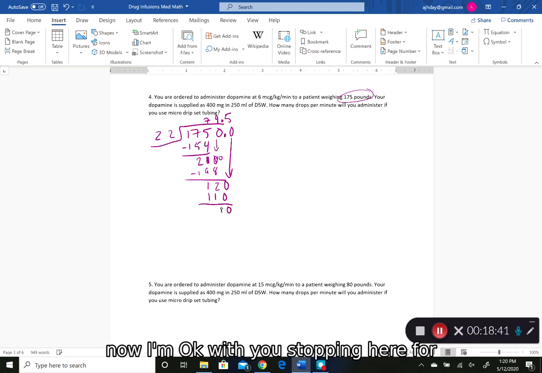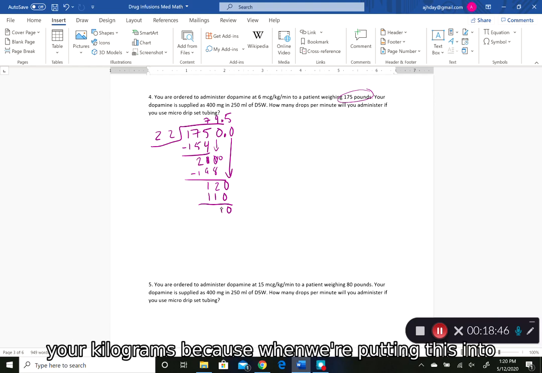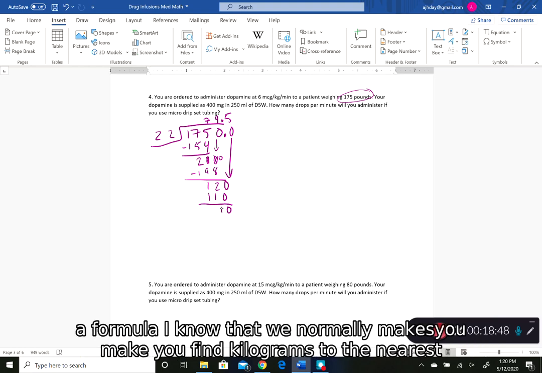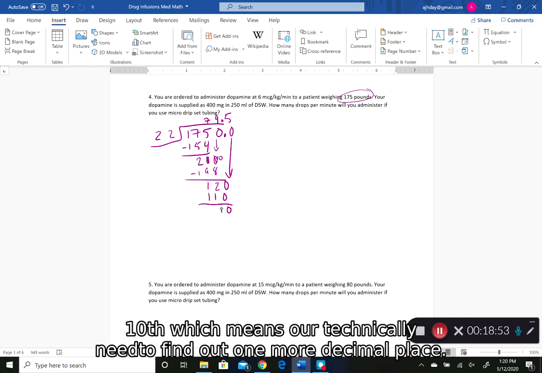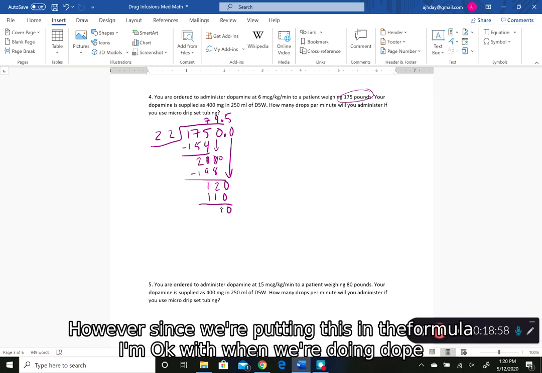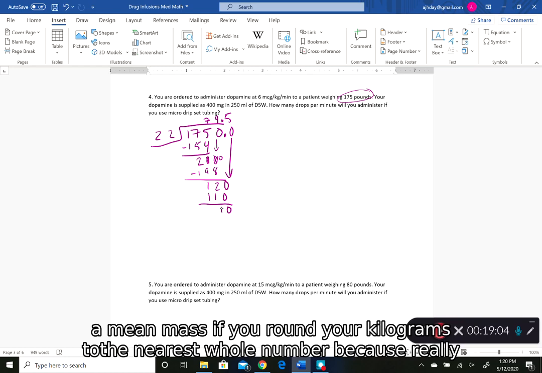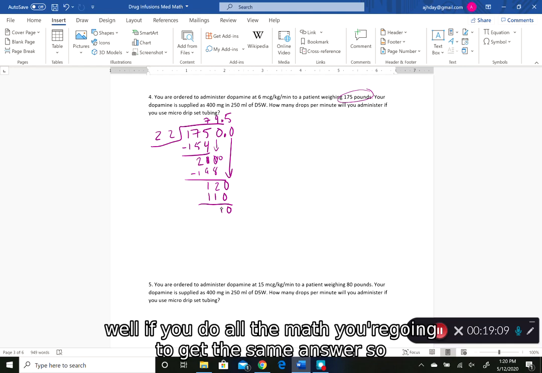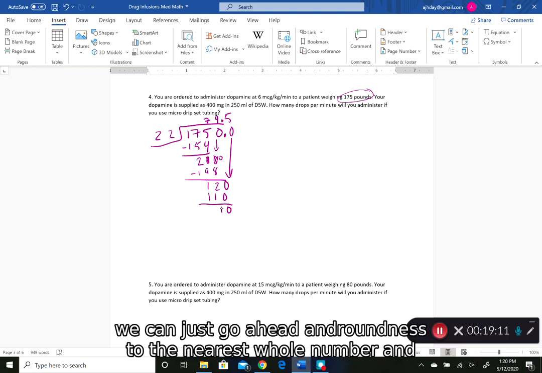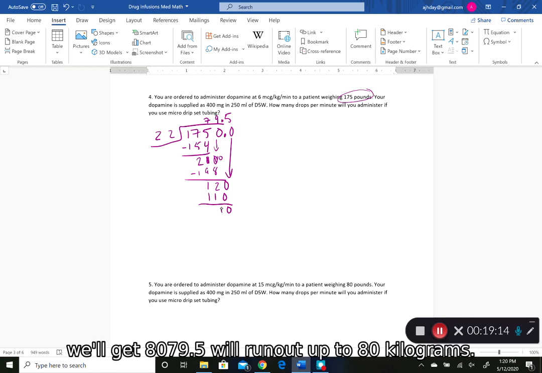Now, I am okay with you stopping here for your kilograms because when we're putting this into a formula, I know that we normally make you find kilograms to the nearest tenth, which means I would technically need to find out one more decimal place. However, since we're putting this in a formula, I'm okay with, when we're doing dopamine math, if you round your kilograms to the nearest whole number, because really, once you do all the math, you're going to get the same answer. So we can just go ahead and round this to the nearest whole number and we'll get 80. 79.5 will round up to 80 kilograms.